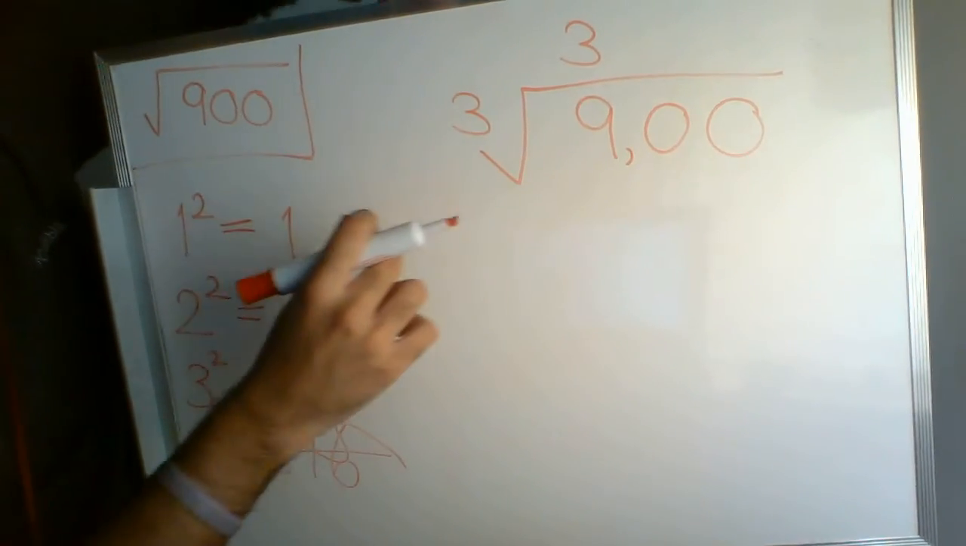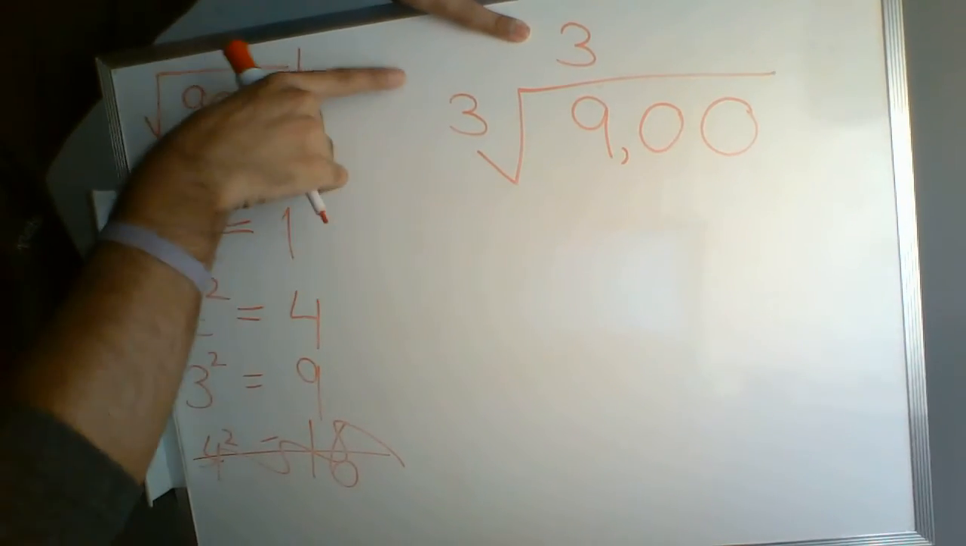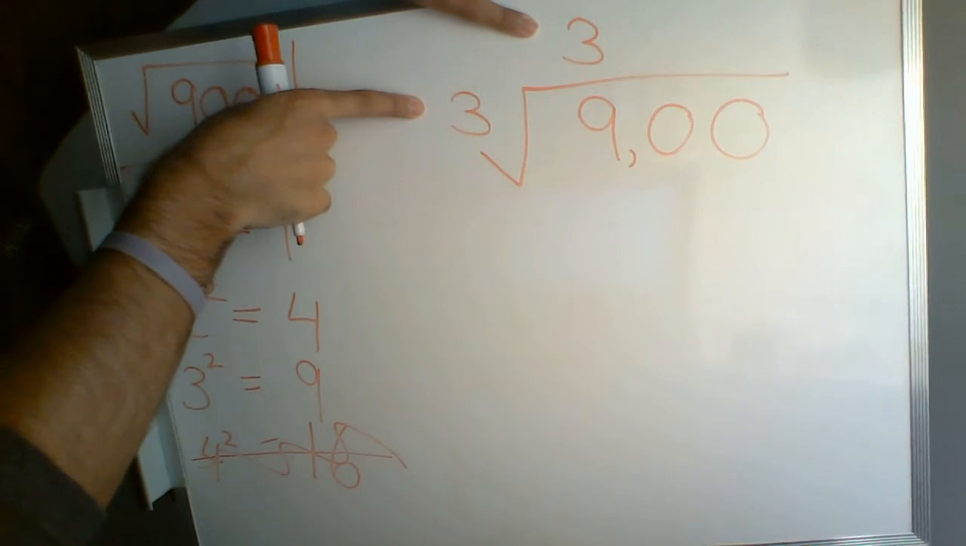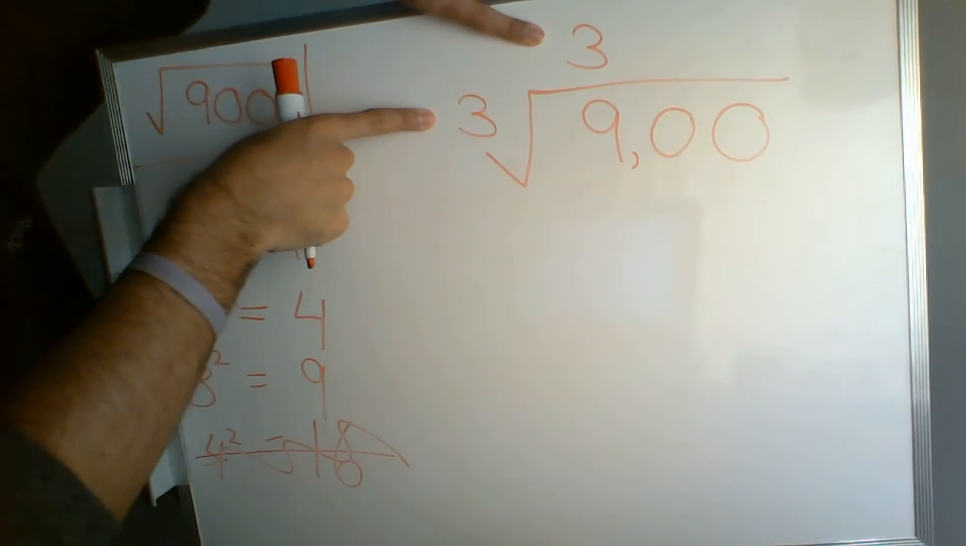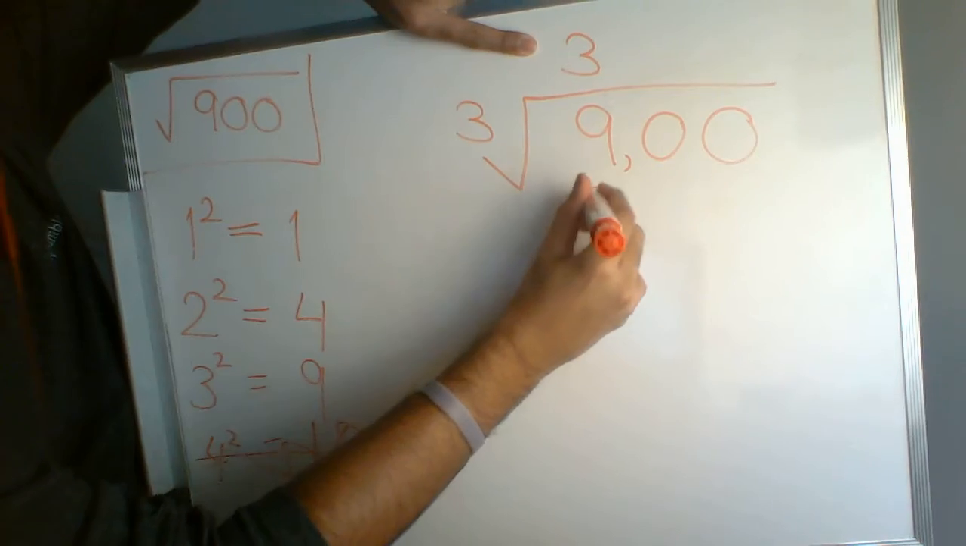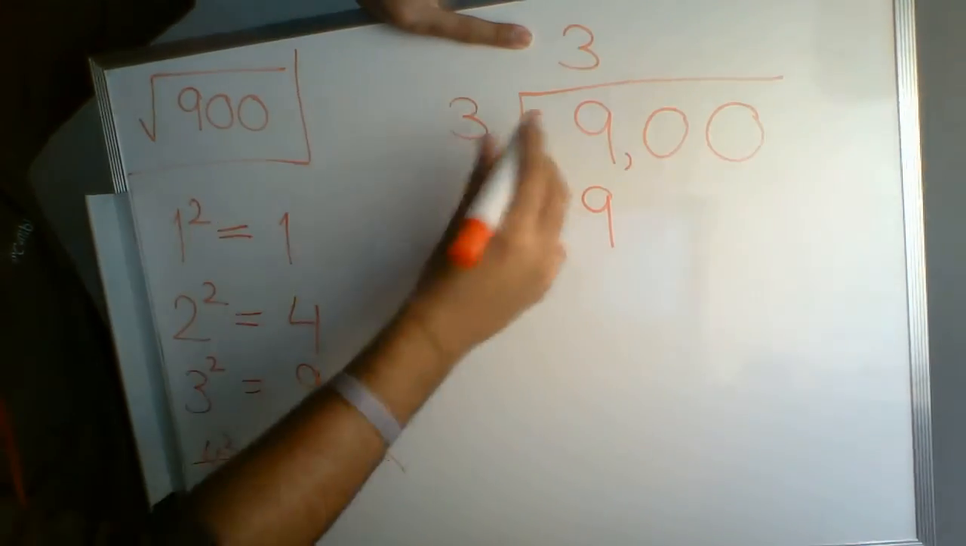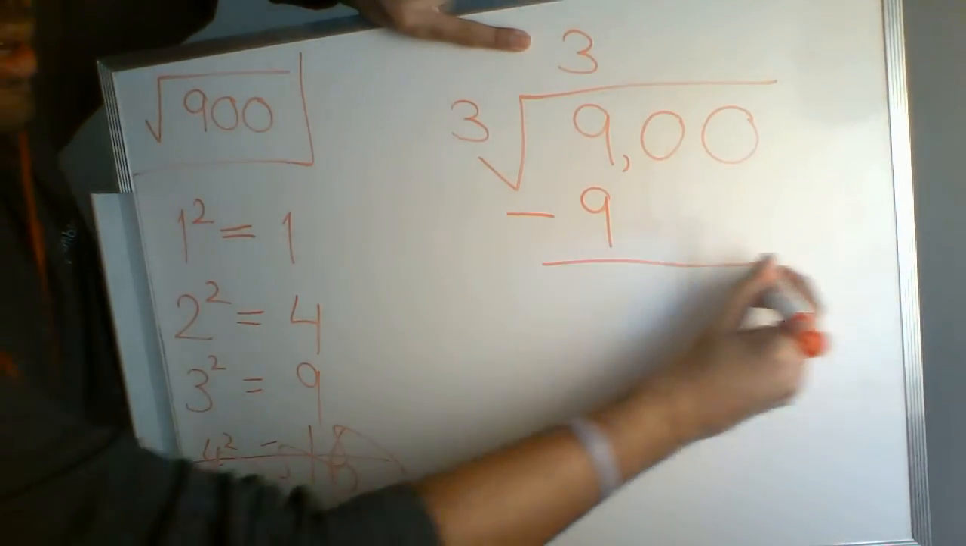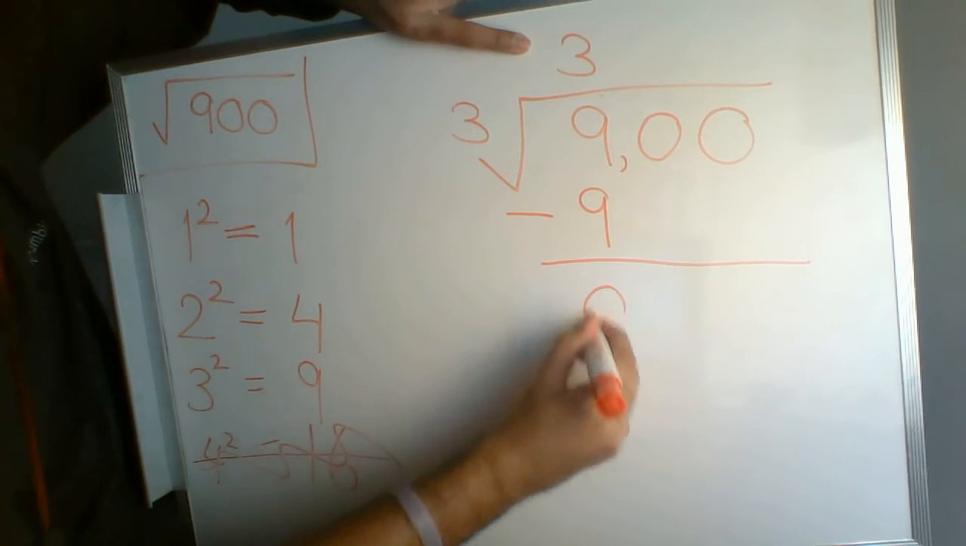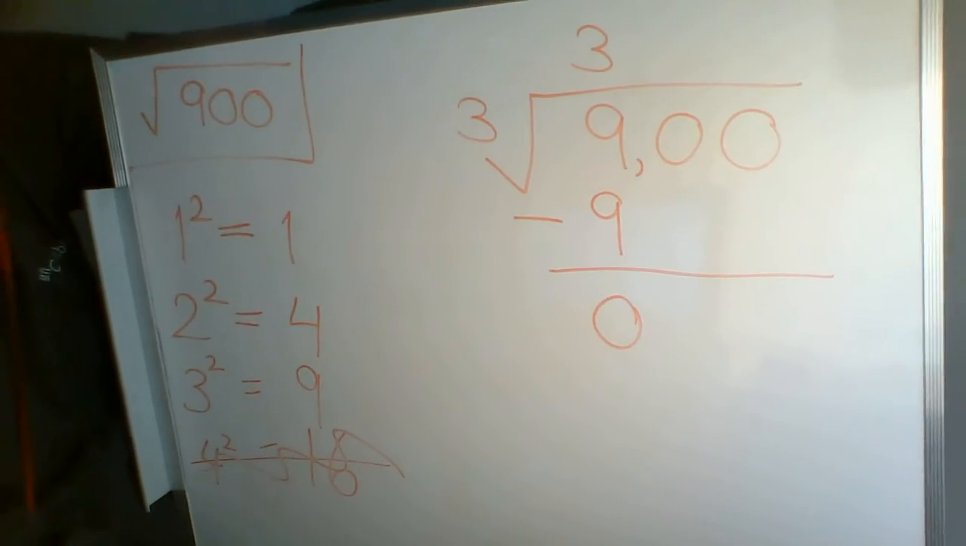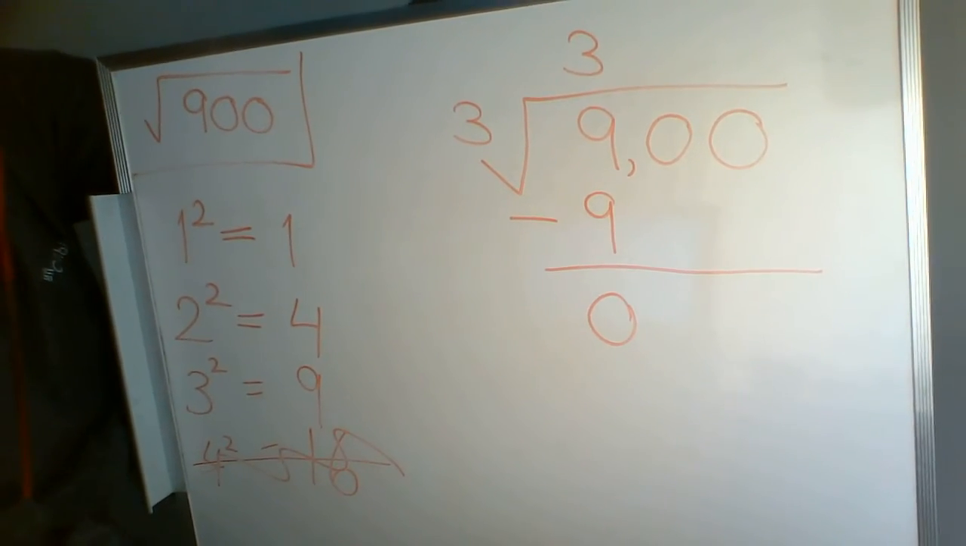And to get that, I take whatever I have on top, and I multiply it by whatever I have over here on the side. So we've got 3 times 3 equals 9. So I'm going to put a 9 down here, and we're going to subtract. So if we go ahead and subtract, we get 9 minus 9 equals 0. Alright, hopefully nothing too complicated so far.